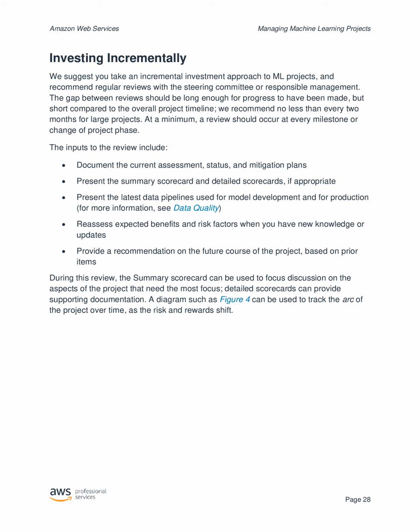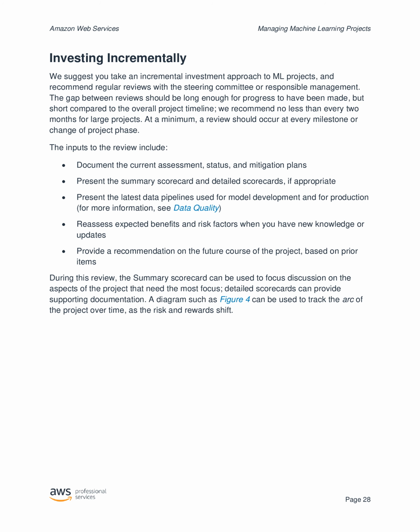The inputs to the review include: document the current assessment, status, and mitigation plans. Present the summary scorecard and detailed scorecards, if appropriate. Present the latest data pipelines used for model development and for production. For more information, see Data Quality. Reassess expected benefits and risk factors when you have new knowledge or updates. Provide a recommendation on the future course of the project, based on prior items during this review.